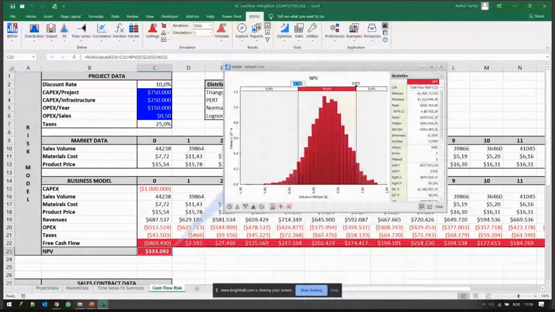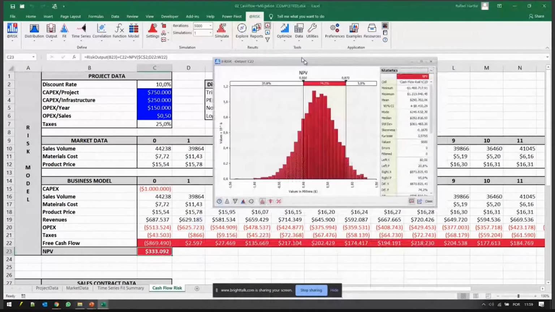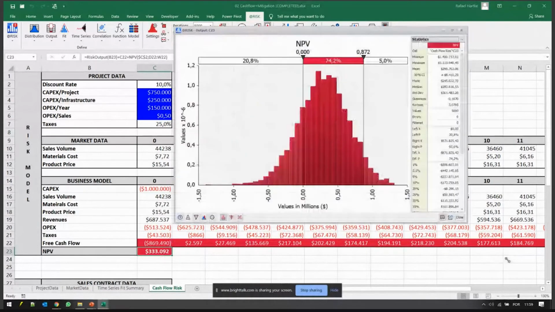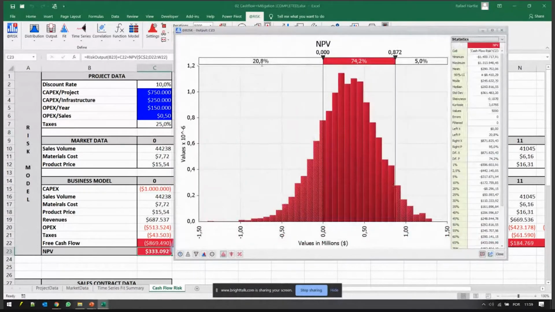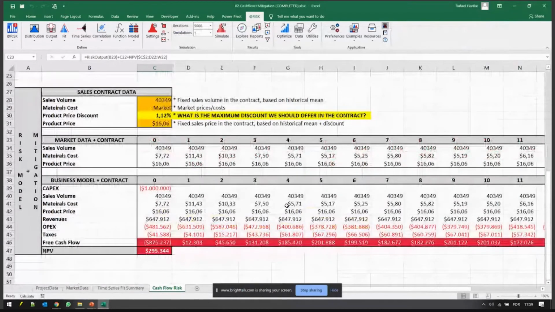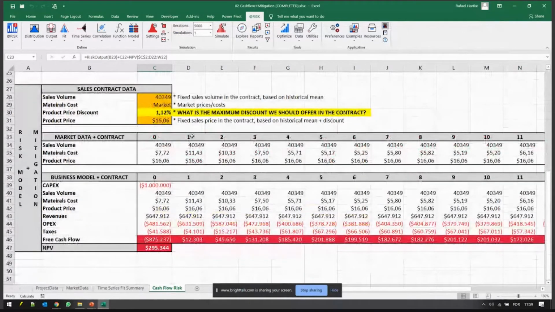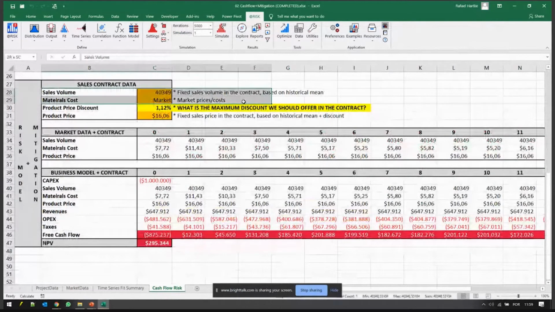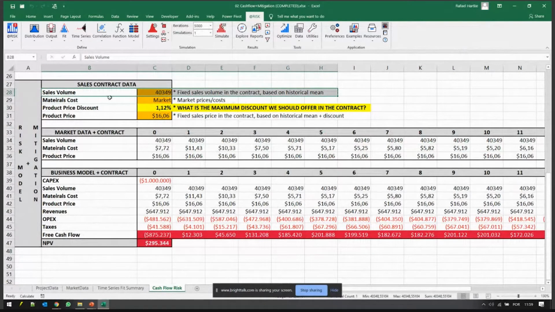We saw that there's a very large probability of negative returns, of not paying for the whole project, negative NPV, 20%, which is bad. Let's suppose there's an opportunity to make a contract with our main client. We will sell a certain volume fixed in contract, so no more volatility on volumes, based on the historical average. So the historical average is 40,000. We're gonna make a contract to supply every month 40,000 units.